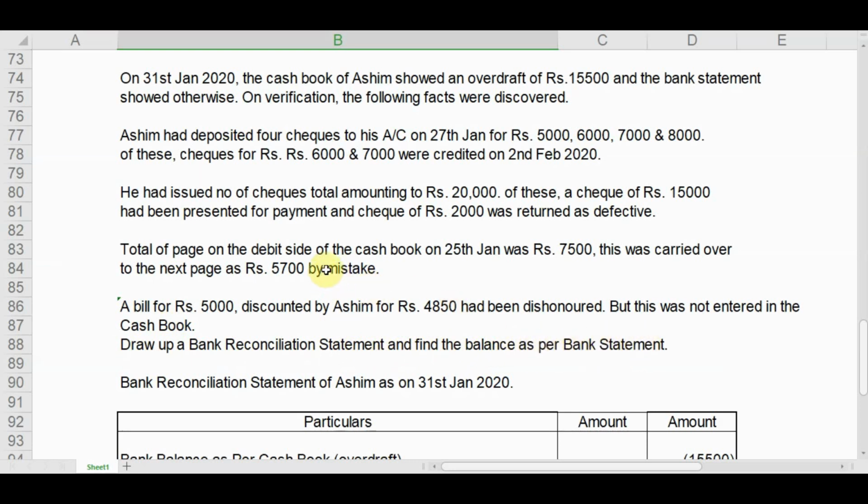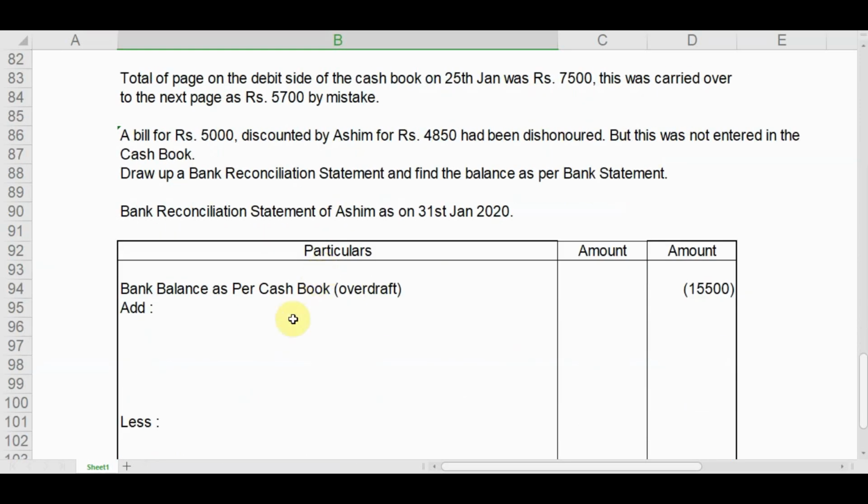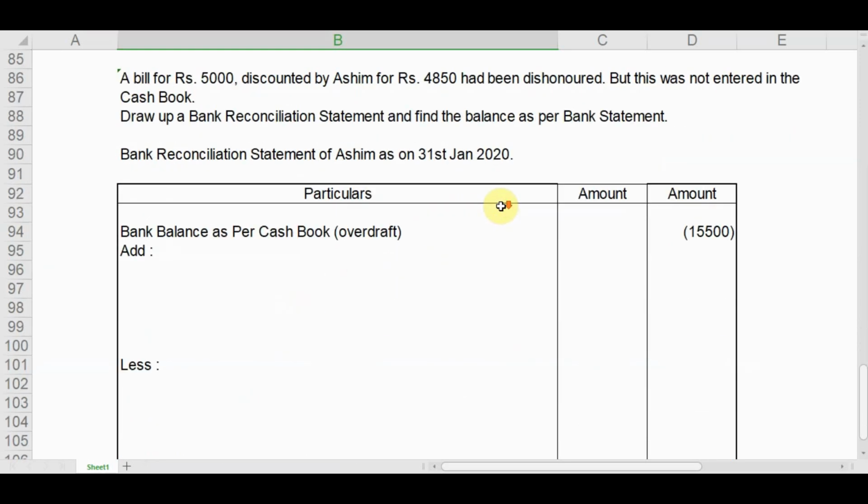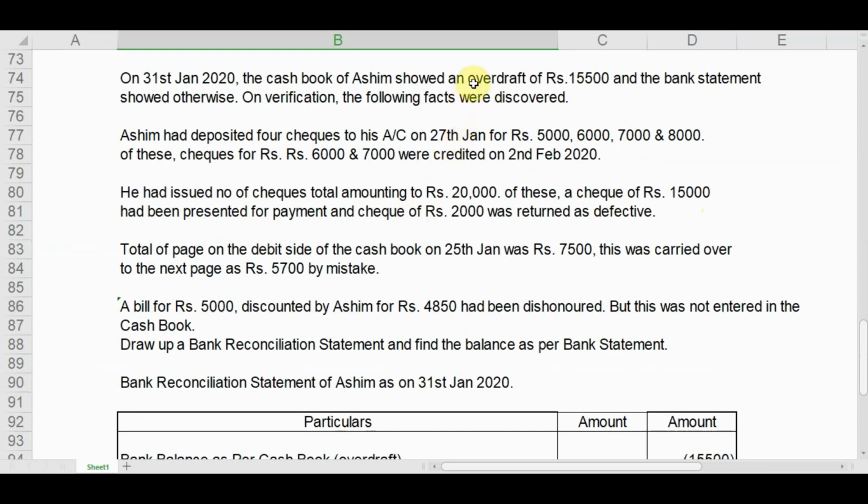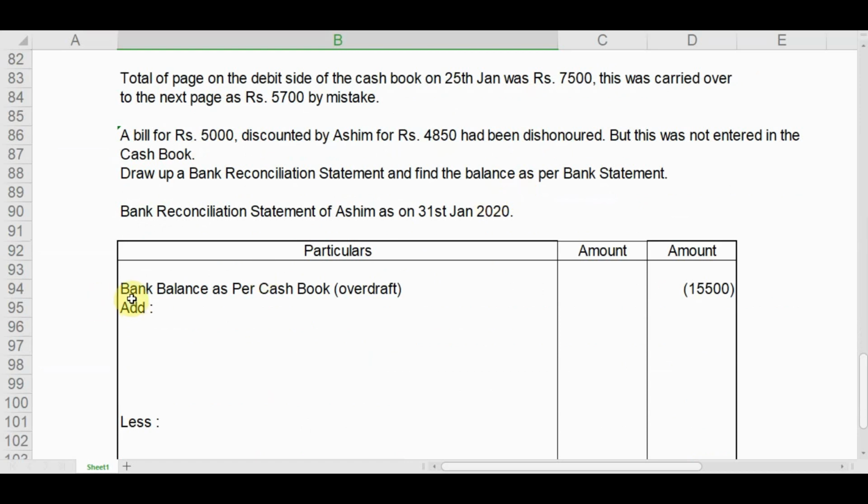So now we will prepare a bank reconciliation statement of Ashim as on 31st January 2020. What is the format of a bank reconciliation statement? This is the format. We have particulars and 2 amount columns. We will start this BRS with the overdraft balance of 15,500. So we have written bank balance as per cash book, that is overdraft, 15,500. As this is a negative balance, we have written this in a bracket.